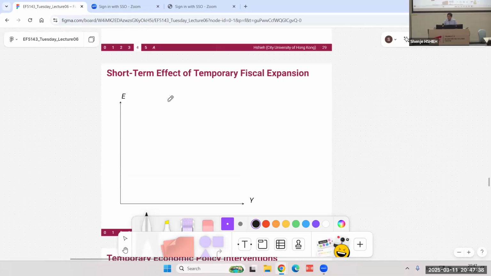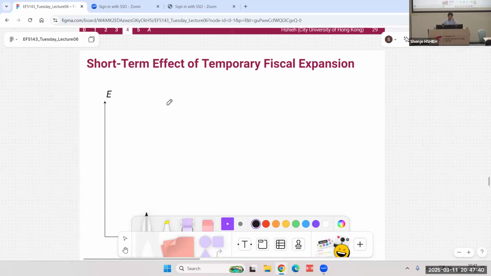So a fiscal expansion typically involves two types of variable changes. One is an increase in G, right? That's just the government deciding to buy a new building or create a new healthcare service, something like that. So that's just spending from the government.